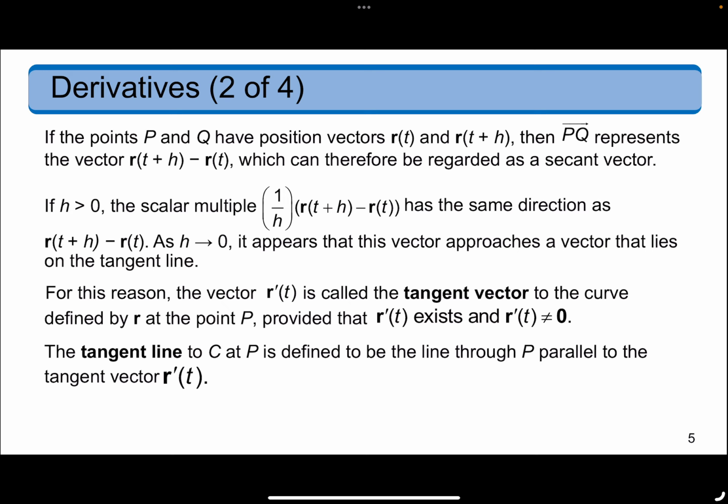For these reasons, the vector r prime of t is called the tangent vector to the curve defined by r at the point P, provided that r prime of t exists and r prime of t is not equal to 0. The tangent line to C at P is defined to be the line through P parallel to the tangent vector r prime of t. So, we can have the derivative to represent the direction vector.